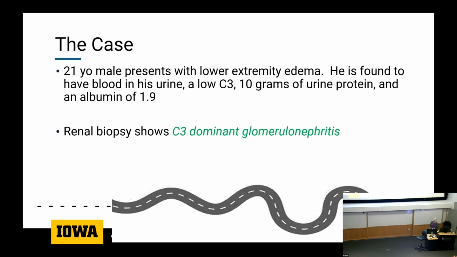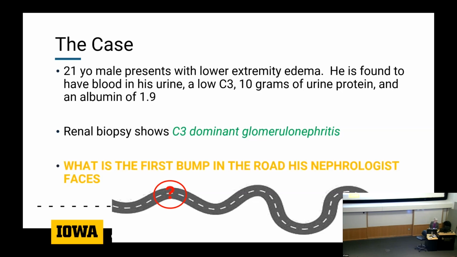So when they do the biopsy, they discover C3 dominant glomerulonephritis, and you've been introduced to this terminology already. But really what I want you to see is that's what the pathology report should say. That's what it will say. But what are the problems that your nephrologist has if he or she gets that diagnosis?